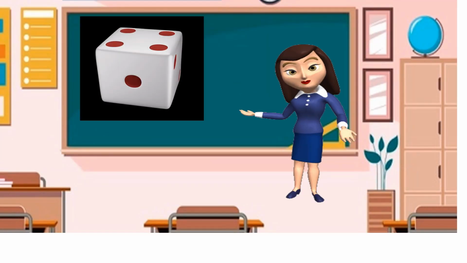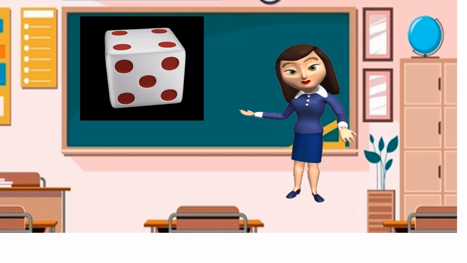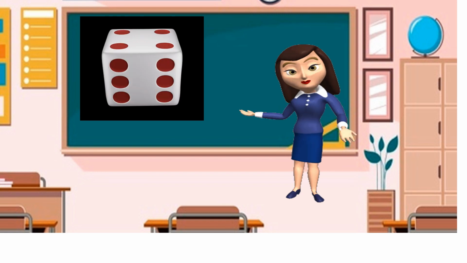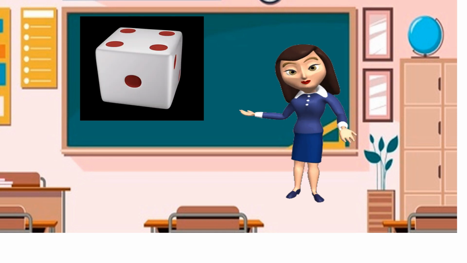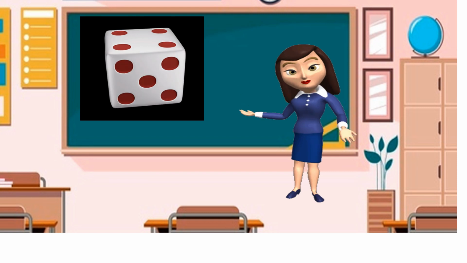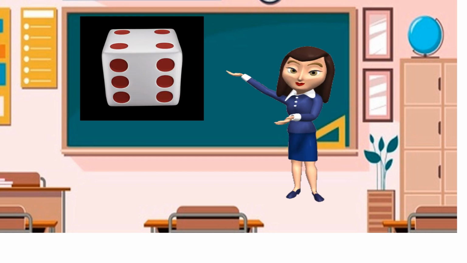Oh, class, what is this? Yes, it's a die. Do you know, class, that you can also find the probability in rolling a die? Let us examine first a die. What can you see on a die? A die consists of a lot of dots. How many dots can you see on each of the spaces? What are the possible outcomes in rolling a die?